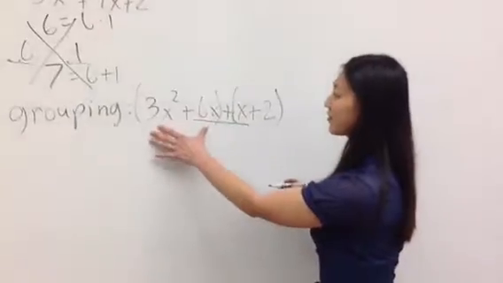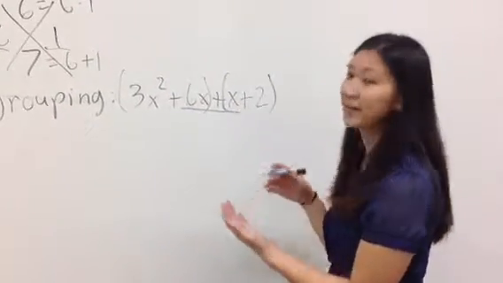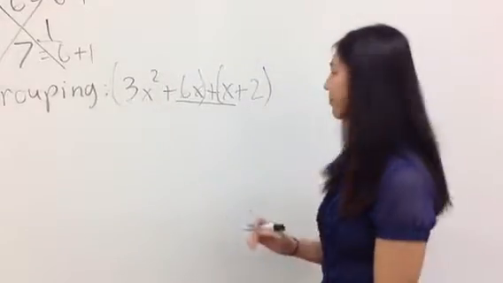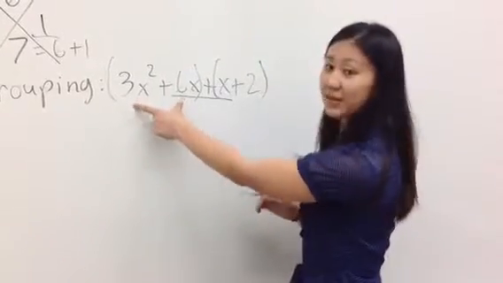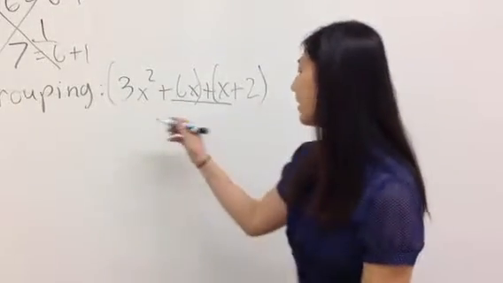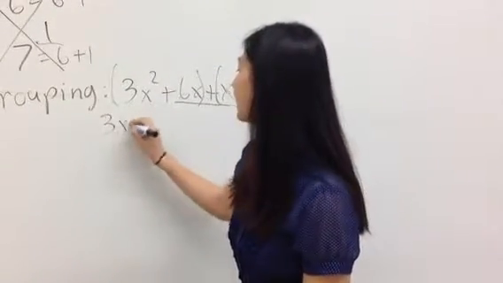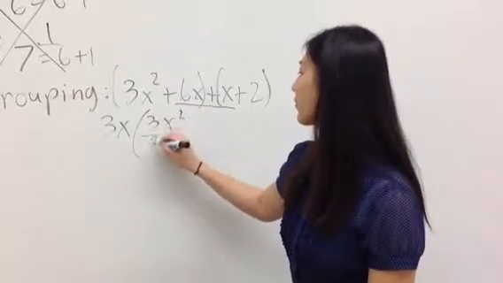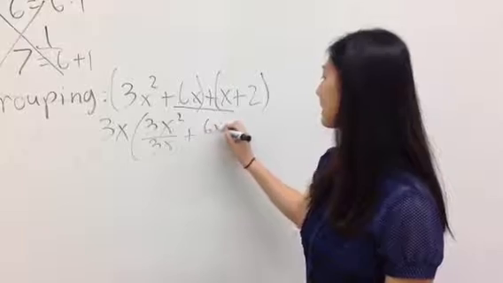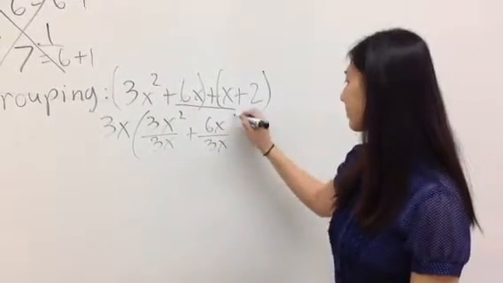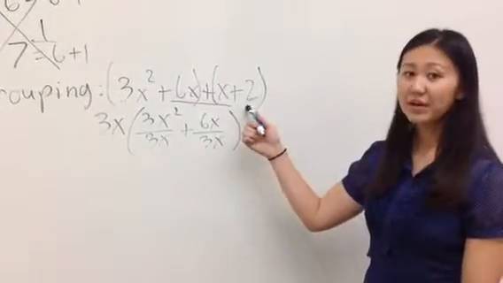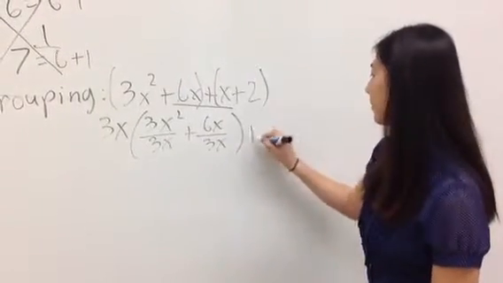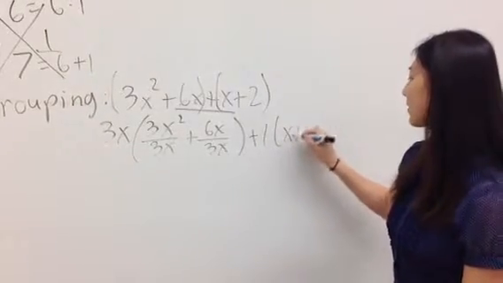So we look at these two and we're going to factor out what they have in common. So this is like factoring by the common factor. These two have a 3x in common. So we're going to take that out. It's going to be 3x. Just like I showed you before, it's 3x squared over 3x, and then plus 6x over 3x. On this one, they don't have anything in common, so we're just going to put 1. So we're going to put plus 1 times x plus 2.